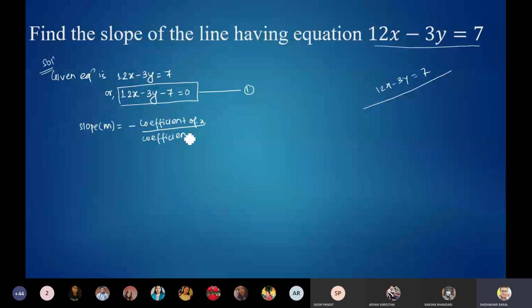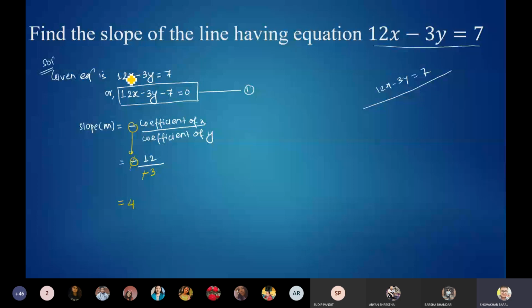If you are confused with the term coefficient, then it is simply the number that is in front of the variable. Okay, that is the product of the variable. So minus 12 divided by, don't forget to include the sign also. Okay, minus 12 divided by minus 3. This minus is of the formula. Coefficient of x is 12, coefficient of y is minus 3. So 12 divided by minus 3, minus and minus will be cancelled. 12 by 3 will be equals to 4. Therefore, the slope of this line is 4.